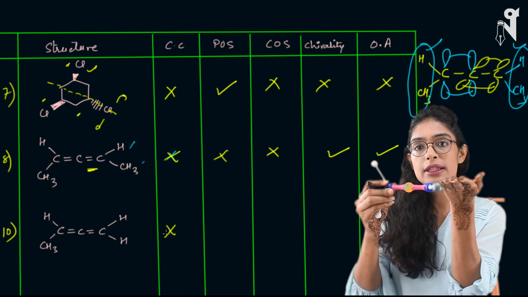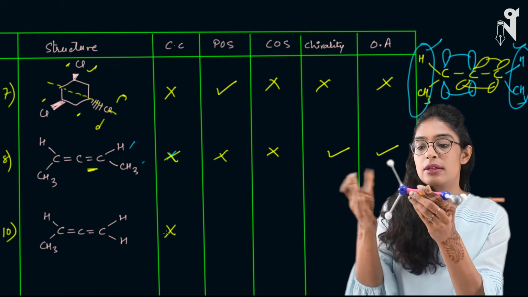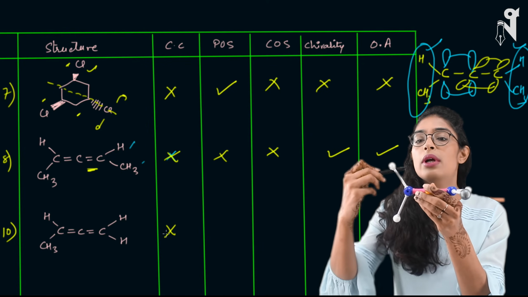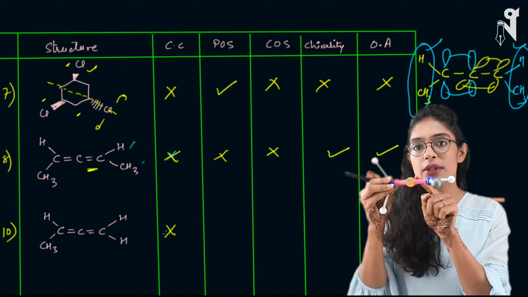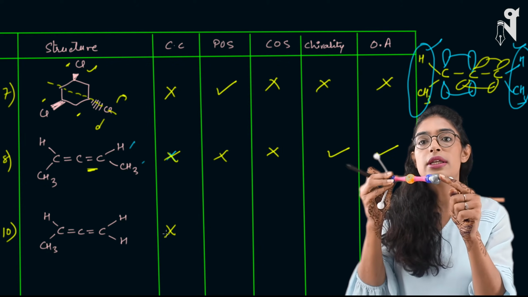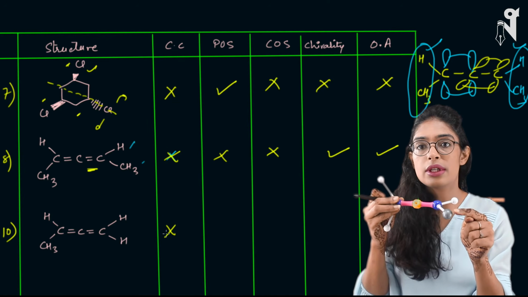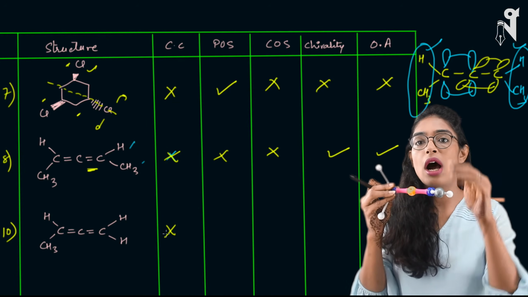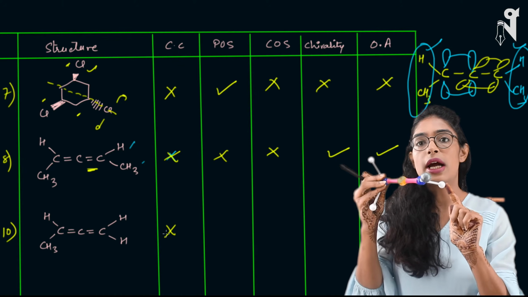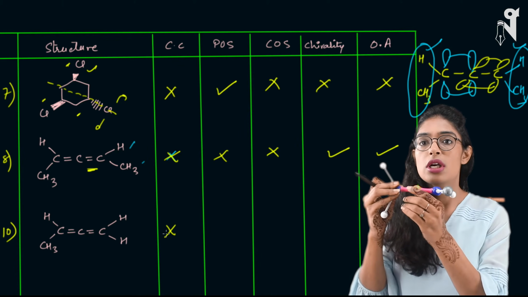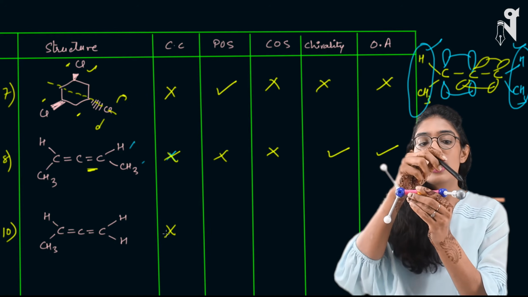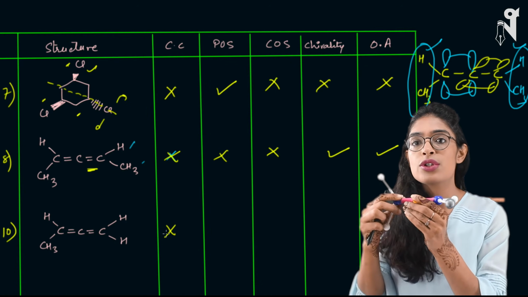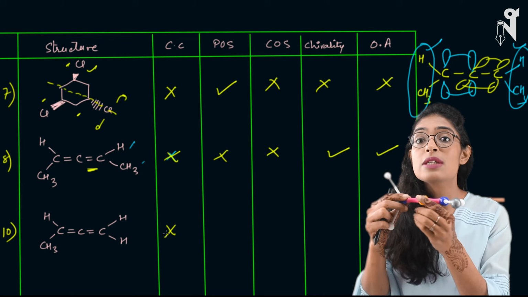If I cut it like this, what will happen? One hydrogen will be up, one hydrogen will be down. Then all these carbons will get cut through the center. Then this CH3 will get cut into half up, half down. This hydrogen will also get half up, half down. So when I cut it, this part will be the mirror image of this, and these halves will be mirror images of each other. So yes, it possesses POS.